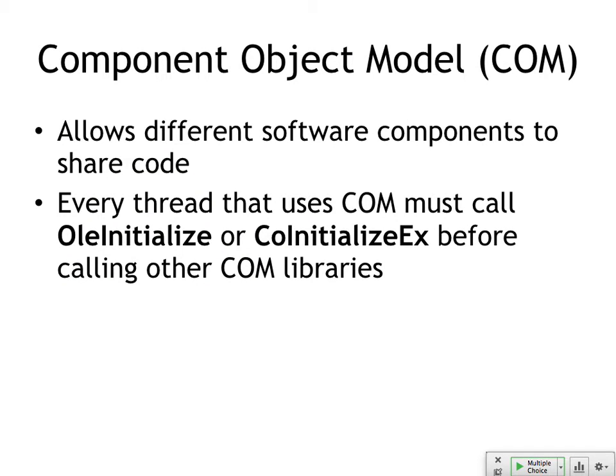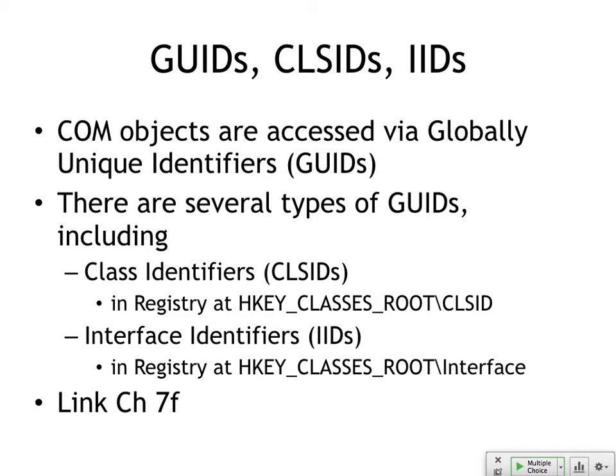So, the component object model is this thing that lets you take internal components from software and then share them over the network, which is convenient if you want to sell your software and has appalling security implications frequently. But anyway, if you want to use COM objects, you have to call OLE initialize for object linking and embedding, or co-initialize EX, and then call COM libraries.